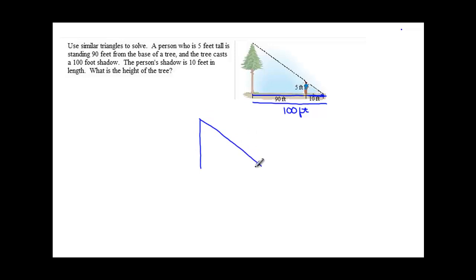Let's look at those similar triangles. I have a larger triangle and a smaller triangle. The larger triangle here, we don't know the height of the tree. In fact, that's what we're asked to find. So we'll represent that with x. And then the base of this triangle is 100 feet long. And then our smaller triangle is going to come here.